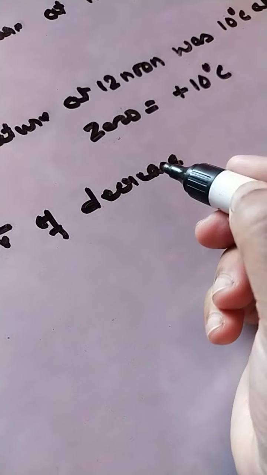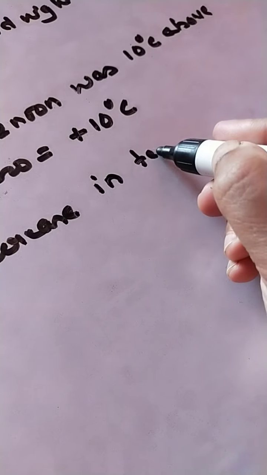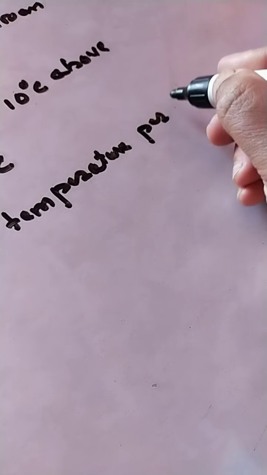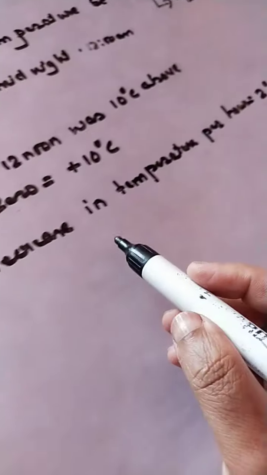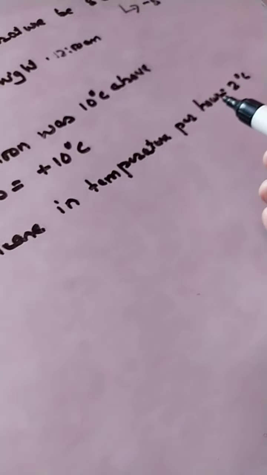So the rate of decrease in temperature per hour is what? 2 degrees Celsius. So at what rate is the temperature decreasing? 2 degrees Celsius per hour. Now, what is the second question?